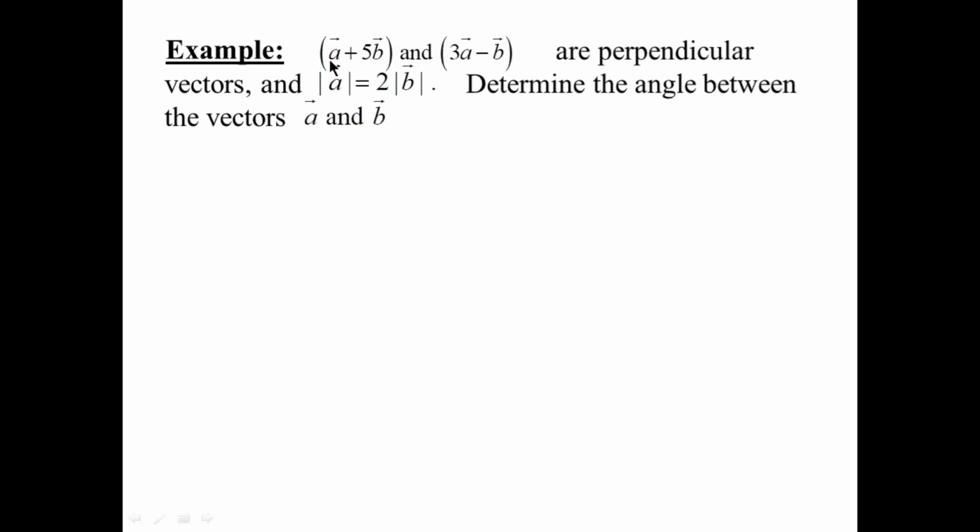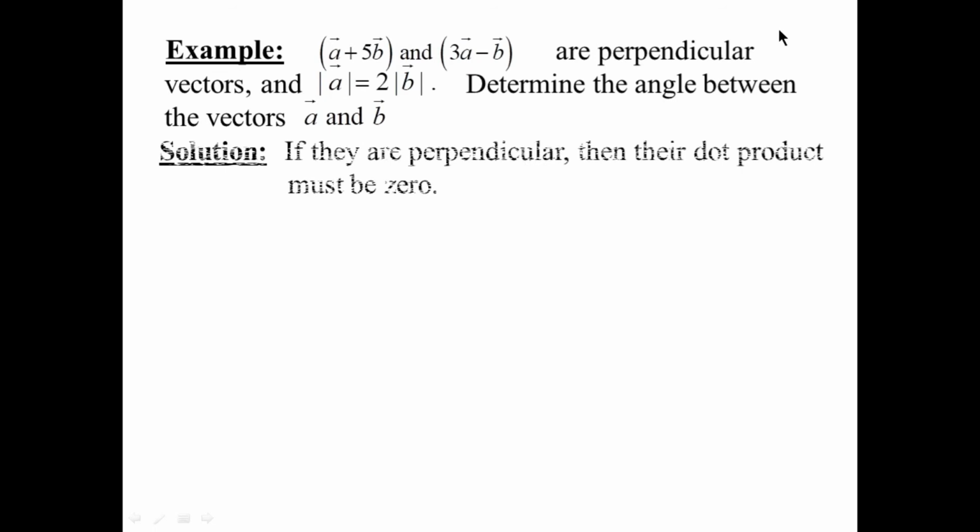And another example. Given that these two vectors, a plus 5b and 3a minus b, are perpendicular, and we are also given that the length of a is twice the length of b, determine the angle between the vectors a and b. Now one would think, how are you ever going to do that? Well, the thing is, this word perpendicular gives us an equation. So if they are perpendicular, their dot product must be 0. So let's dot them to 0 then. And we have an equation.